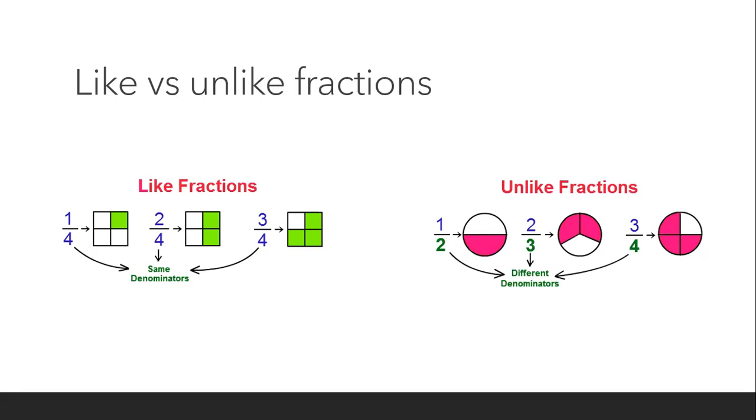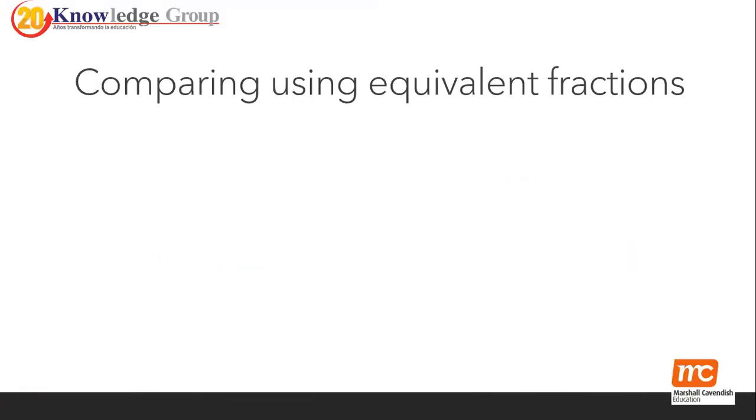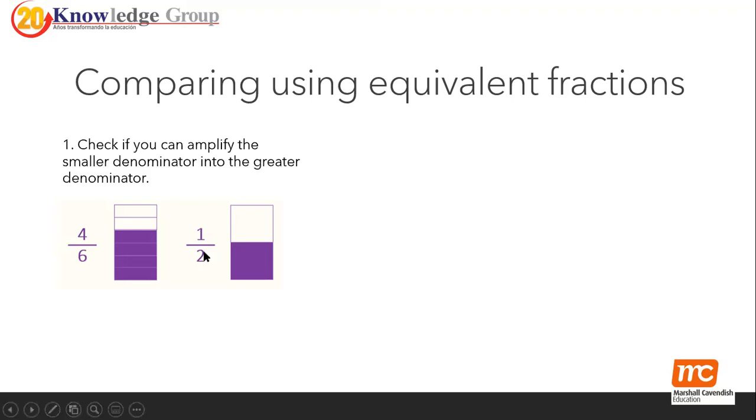When you have to compare fractions, you need to make sure that they have the same denominator. Why? Because if not, then it's going to be really hard to compare them. How are we going to do that? You're going to check your fractions, and you're going to check which one is the smaller denominator and the greater denominator. And after that, you're going to see if you can amplify the smaller denominator into the greater denominator. Remember that amplify means multiply.